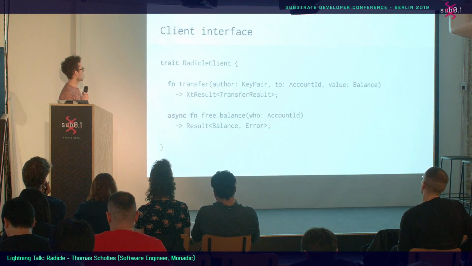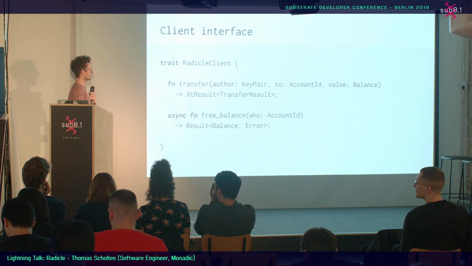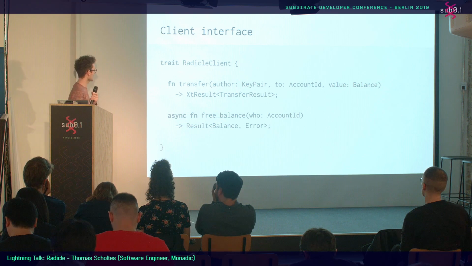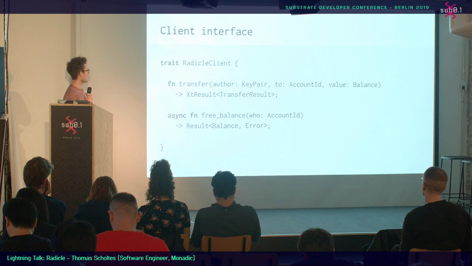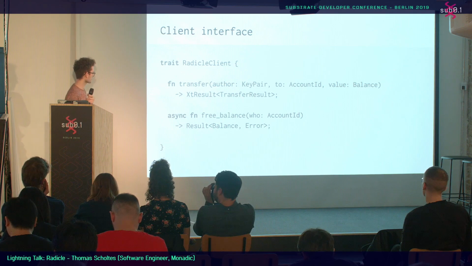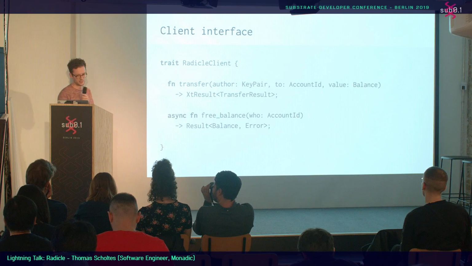How does the client look? As I said, it's a Rust client, and the basic idea is that you have a function for submitting extrinsics or transactions, however you want to call them, and a function for getting information from the state. This is what I mean by high level: you don't need to compose your extrinsics or anything like that. The details don't really matter. This is the gist of it.